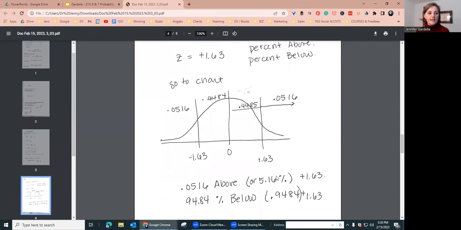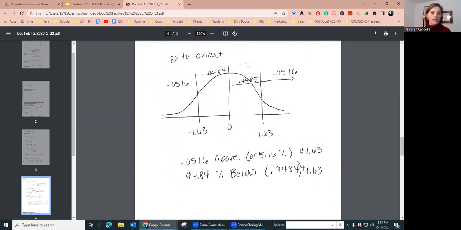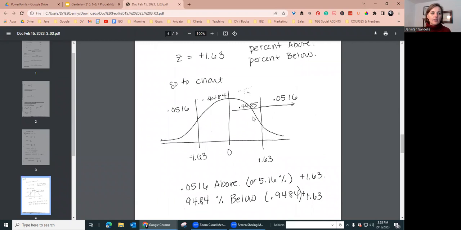So we can say that 0.0516 is above, or 94.84 is below. Now, where the heck did I get the 94.84? I added the 3 columns left that are below. So you can add all of them, or as you get better at this, you will notice that this simply equals 50%.